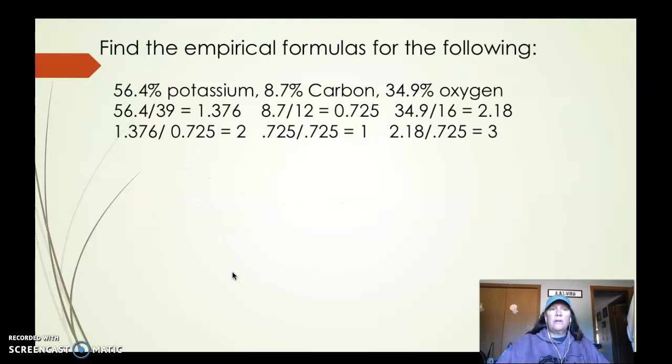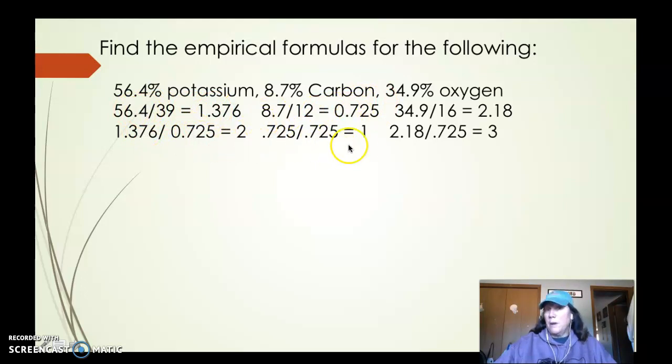Okay. Then we did empirical formulas. Let's say I have a substance that's 56.4% potassium, 8.7% carbon, and 34.9% oxygen. Remember, you take the amount they give you and then you divide by their mass from the periodic table. So this gives you the moles. So I did that for all of them. I got 8.7 divided by 12 and 34.9 divided by 16. And again, this mass comes right from the periodic table. So I get these moles. Then you set up a mole ratio with the smallest number on the bottom. So this number divided by the smallest is 2.